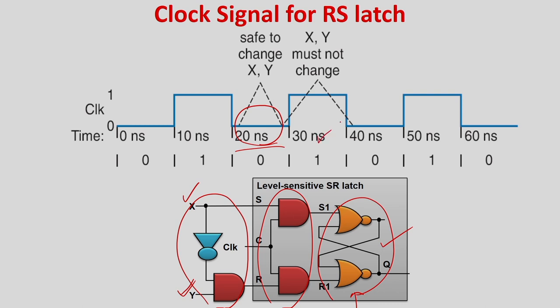That means we need to ensure somehow that if you are using a simple RS latch in a digital system or in a circuit, the changes need to happen when the clock is equal to 0, and that needs to be ensured, otherwise it will be very, very difficult. This is the problem. And another thing is, in clock domains, let us look at a circuit.